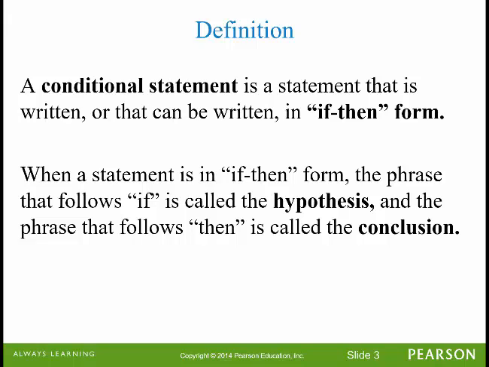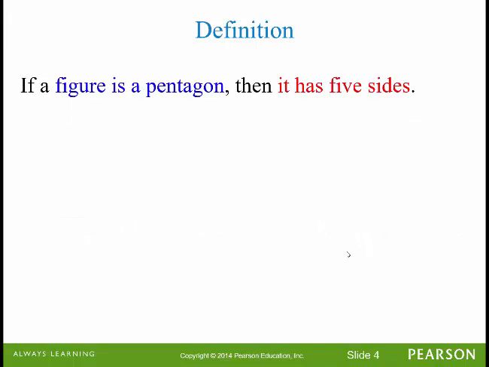So a conditional statement is a statement that is written or can be written in if-then form. Okay, we talked about the if-then a little bit in section 2.2. All right, but when a statement is in if-then form, the phrase that follows the if part is the hypothesis, and the phrase that follows the then is called the conclusion. So if-then is a hypothesis and a conclusion.